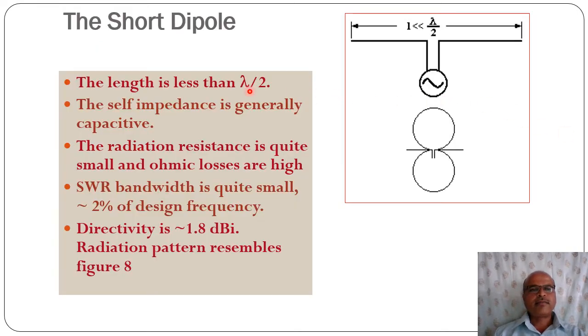The short dipole has a length less than lambda by 2. The self-impedance is generally capacitive. The radiation resistance is quite small, and ohmic losses are high. Standing wave ratio bandwidth is quite small, nearer to 2% of the design frequency. Directivity is nearer to 1.8 dB. The radiation pattern resembles this figure. This is the radiation pattern, and this is a short dipole.